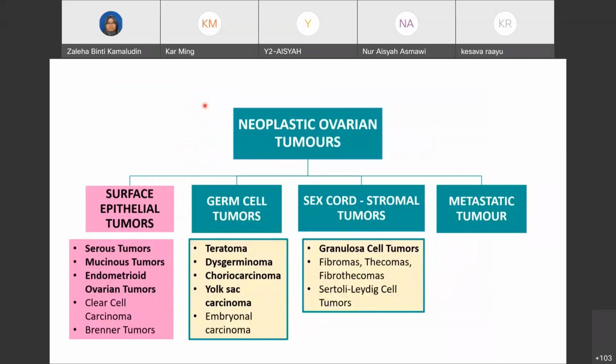So again, this is how the neoplastic ovarian tumors are classified. For the surface epithelial tumor, at least you need to know the serous, mucinous, and the endometrioid. These are the most common three types of the surface epithelial tumor. Then there are the germ cell tumor and the sex cord tumor. You need to know at least about the granulosa cell tumor, all right.